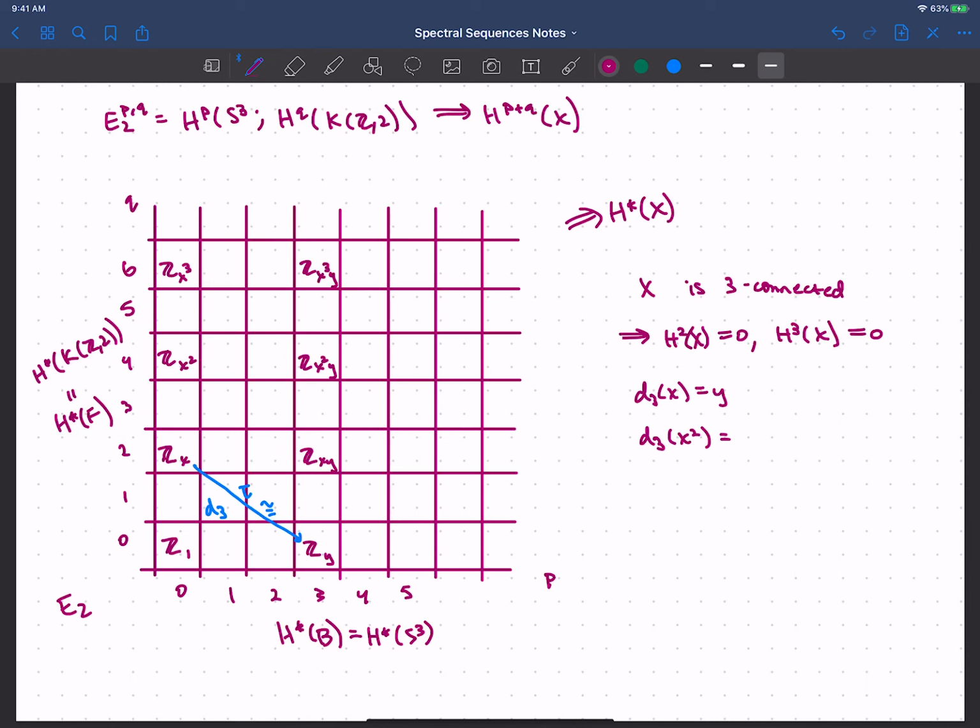So d3 of x squared is, by my Leibniz rule, 2x d3 of x. And so that's 2xy. Now, again, a lot of our computations for a while have been in mod 2 coefficients, but we're not in mod 2 coefficients. We're talking about integral coefficients here. We just learned that this d3 is the times 2 map. Okay, I'm just putting it in a different color to be clear that it's not an isomorphism.